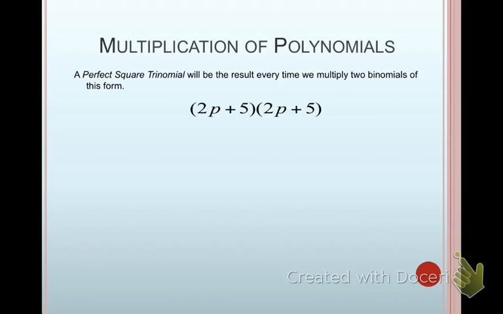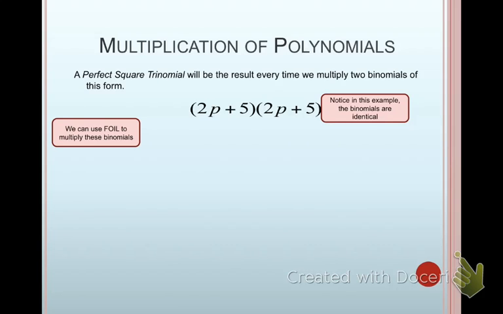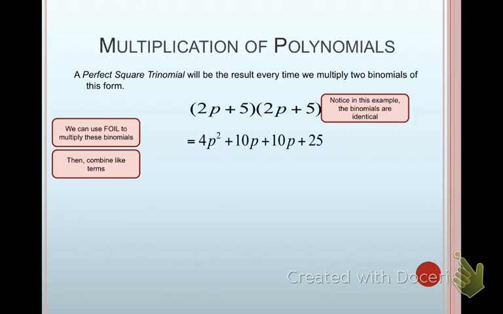Another example would be 2p plus 5 times 2p plus 5. Again, they're identical. We could use FOIL. If we did, we'd have 4p squared plus 10p plus 10p plus 25. We would see that those two middle terms would again combine, and 10p plus 10p would give us a 20p, which is again doubling those two middle terms. We would then have 4p squared plus 20p plus 25.